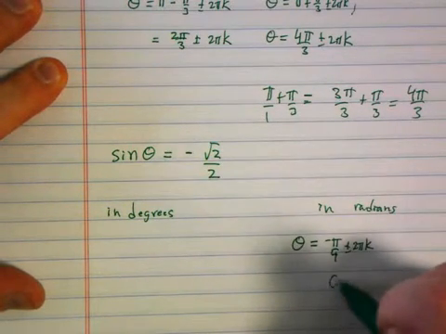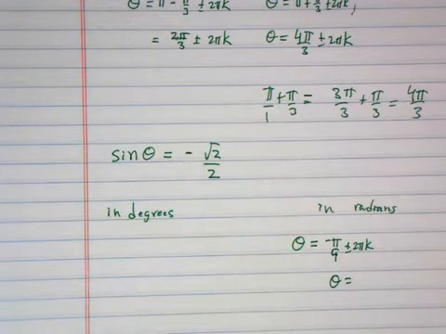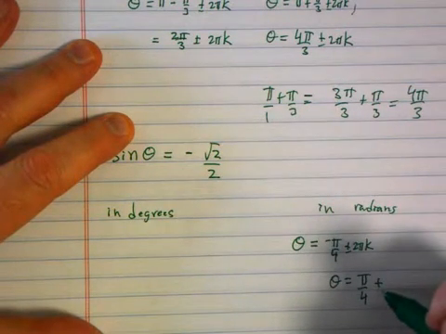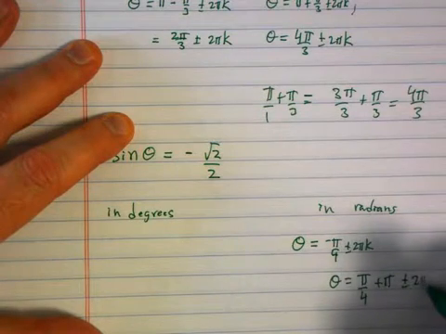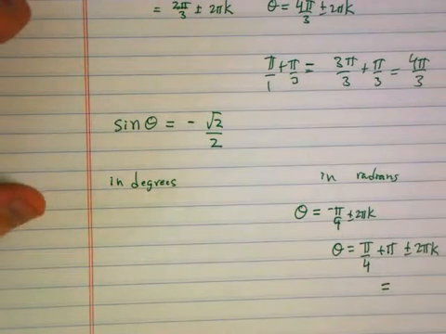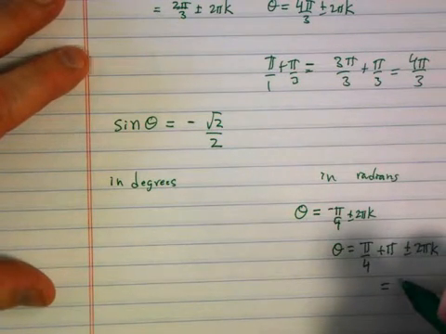And the other answer would be theta is, all right, how do I take my pi over 4 and put it in quadrant 3? I'm going to take my pi over 4 and add pi, just like we did in the last problem. If you want to convert to quadrant 3, always add pi. So that's going to be pi over 4 plus pi plus or minus 2 pi k. And again, I would get a common denominator, and I would end up with 5 pi over 4.